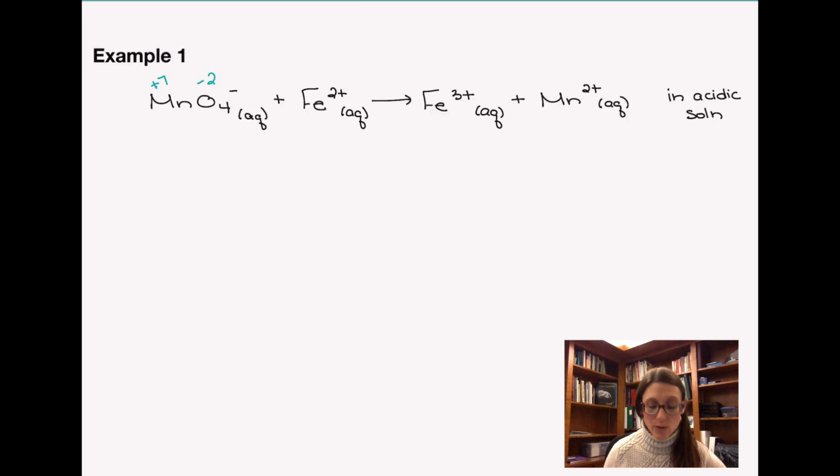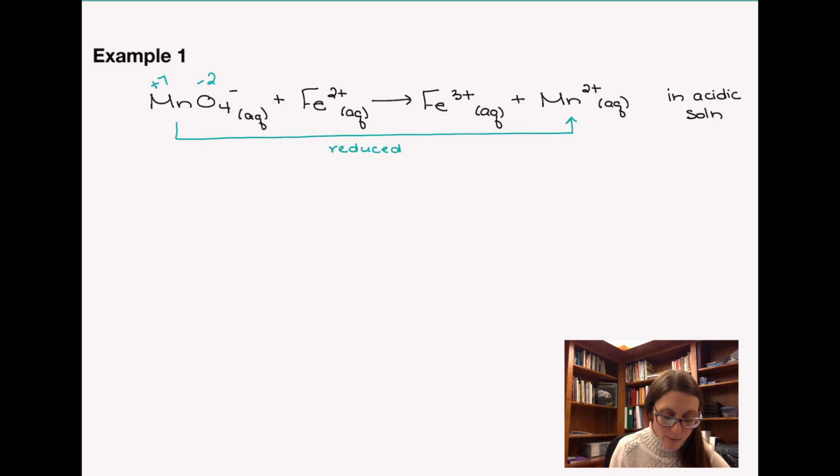As you look at this screen, you will notice that the manganese goes from +7 to +2. Its oxidation number is decreasing. It is gaining electrons to do that, thus this is being reduced. Meanwhile, the iron is going from +2 to +3. This is losing an electron in this process, and this is being oxidized.